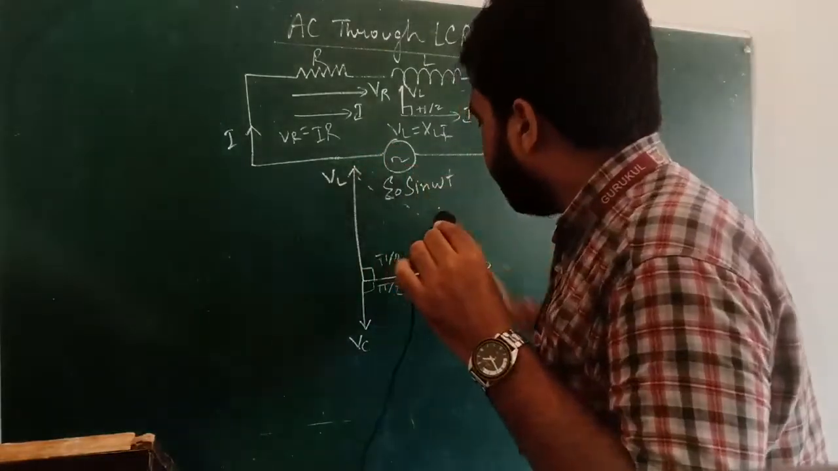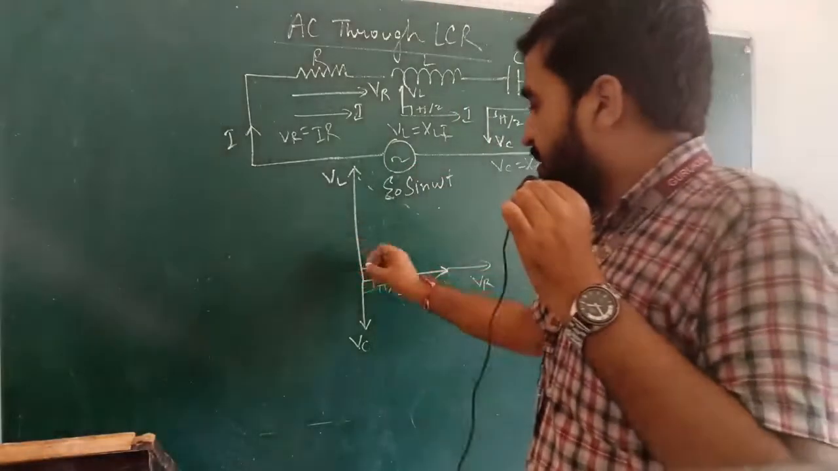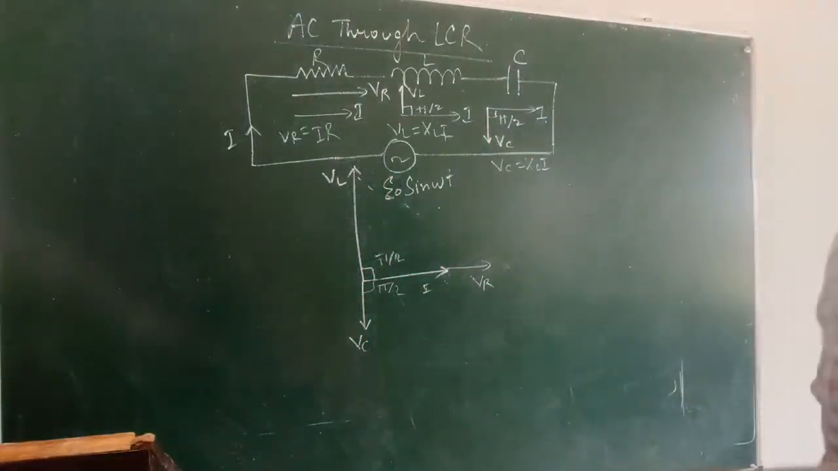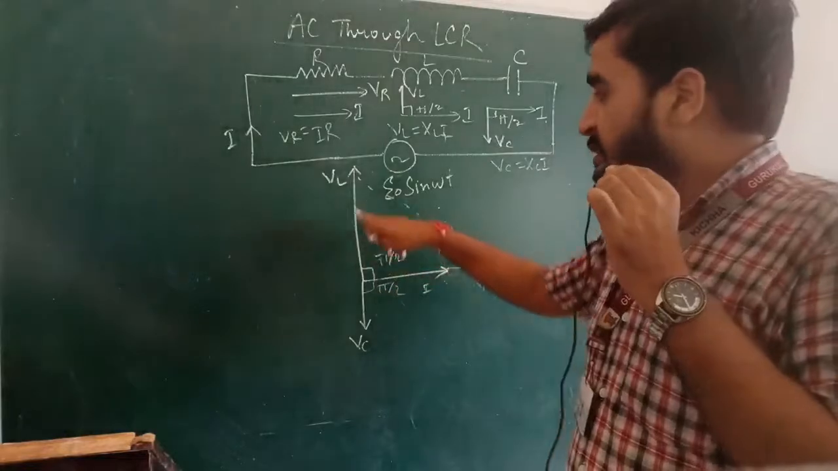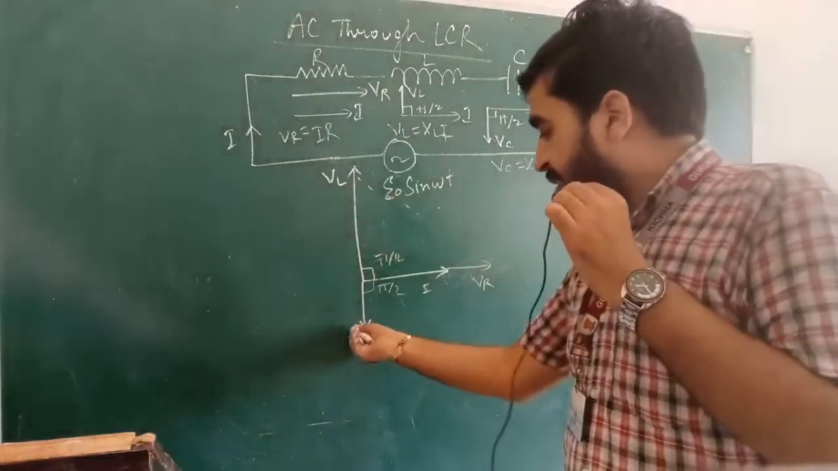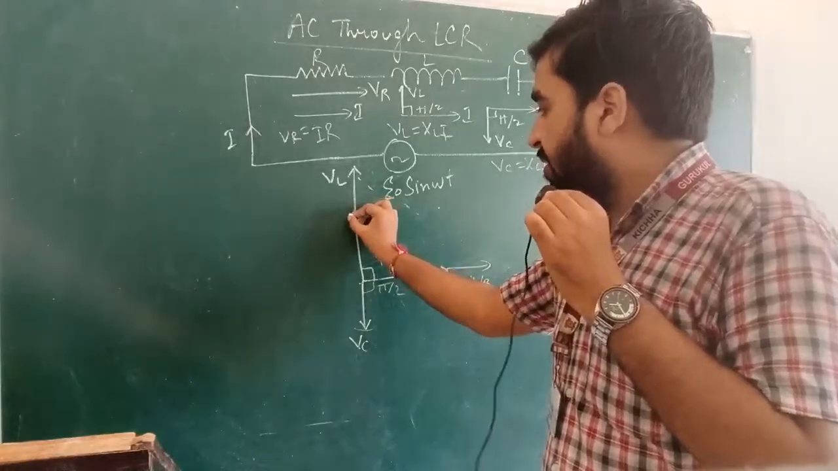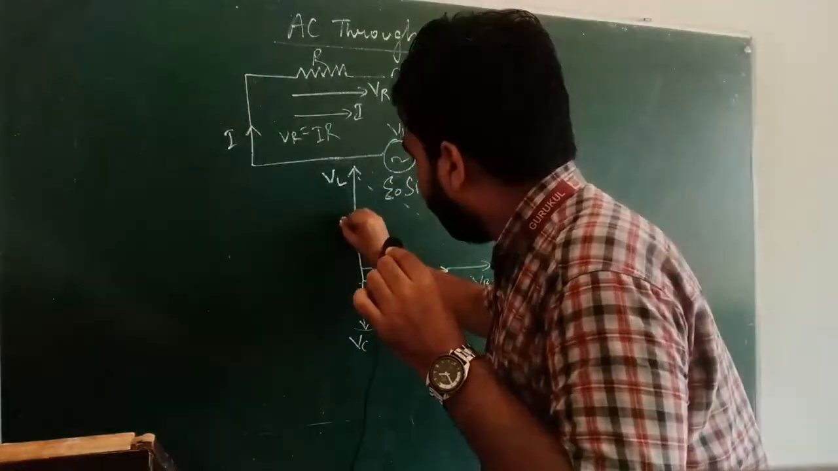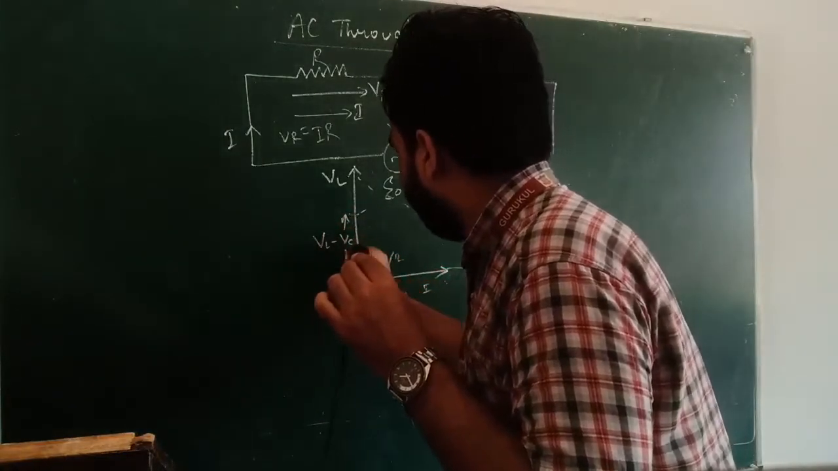Now students, suppose we have to show the resultant. How to add these two? VL is in the positive direction, VC is in the negative direction. What will be their resultant? Suppose we add these two. This is negative, so this will be subtracted. VC, this much length will be subtracted from here, and this resultant will be equal to VL minus VC.